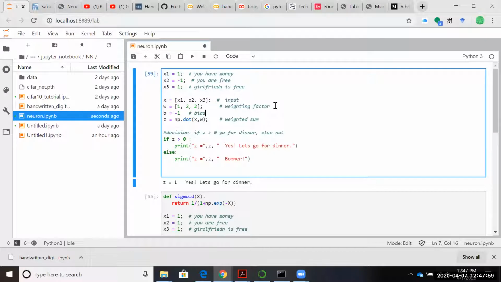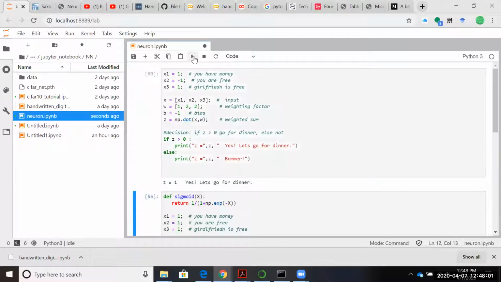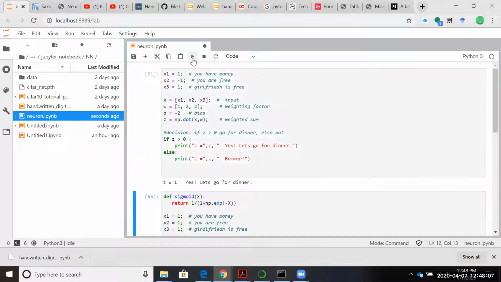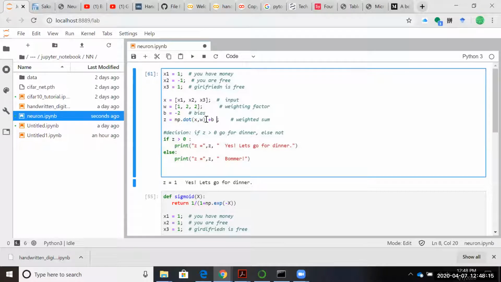Bias. Now I put a bias. Now if this is the case, that's not good enough. So let's say put bias as 2. Did I get something wrong? No, I didn't add a bias here, so I need to add a bias. Yes, add a bias.